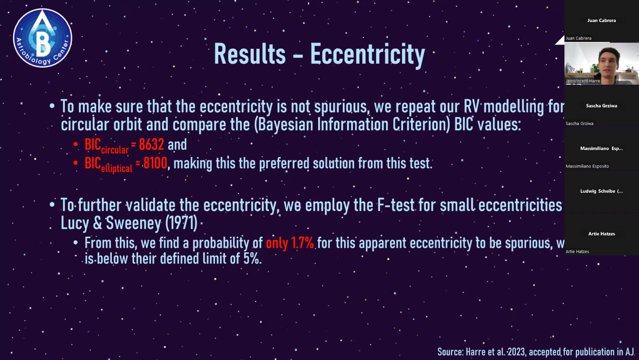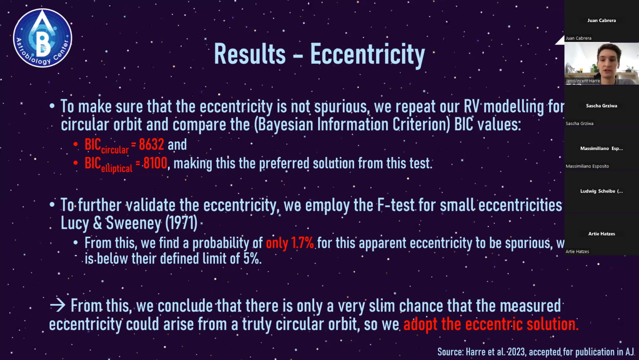But to further validate this eccentricity, we employed the F-test for small eccentricities of Lucy and Sweeney from 1971. This test was developed for binary stars. This is also applicable to our case. And from this, we find only a small probability of 1.7% for this apparent eccentricity to be spurious, which is below their defined limit of 5%. So from this we conclude that we can adopt the eccentric solution for the system.